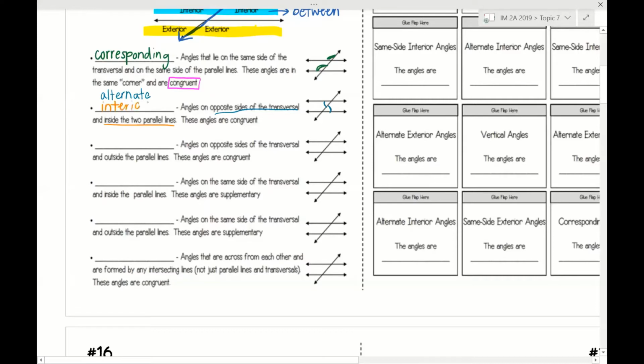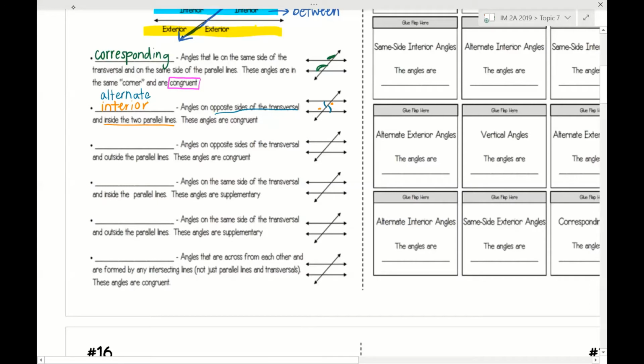So alternate interior angles are on opposite sides of the transversal inside the two parallel lines. There's only two pairs of those, so this, oops, I'm going to put dots. This and this would be the other pair of alternate interior angles. So the two angles where I have those dots are also alternate interior.